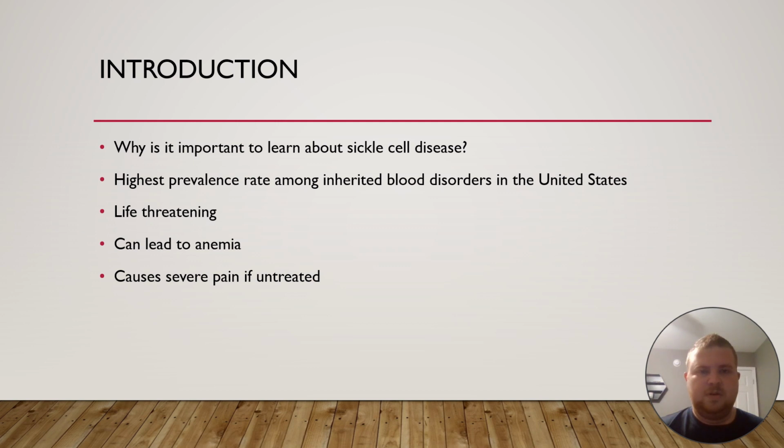It is important to learn about different genetic disorders, how to test for them, and how to treat them. If left untreated, sickle cell disease can lead to a shortage of red blood cells, causing fatigue and ultimately damaging blood vessels and vital organs. It has the highest prevalence rate among inherited blood disorders in the United States, and it can lead to anemia, which is a shortage of red blood cells, and can cause severe pain if left untreated.